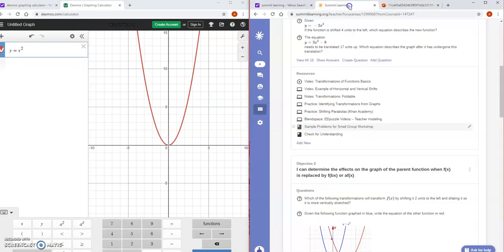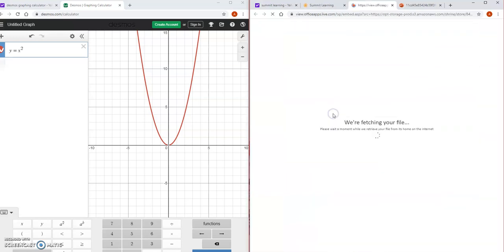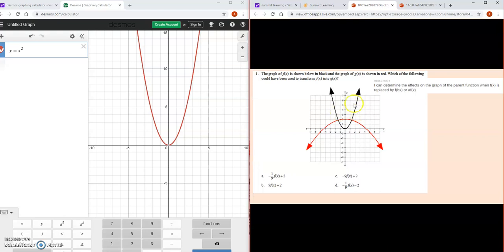Alright, let's go ahead and go to objective number 2. So this is objective number 2. And it says, the graph of f of x is shown in black, and the graph of g of x, which is the new graph, is shown in red. Which of the following could have been used to transform it? So first of all, this is your parent function. That's what I have here.